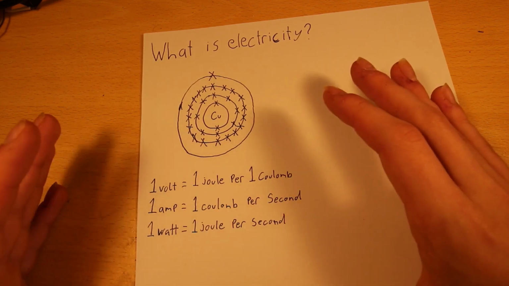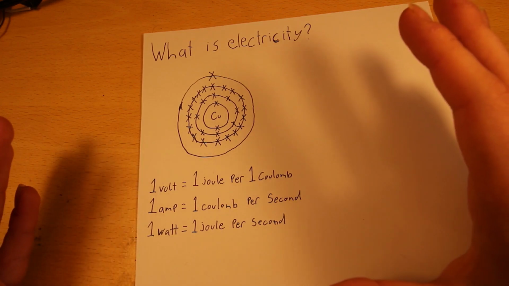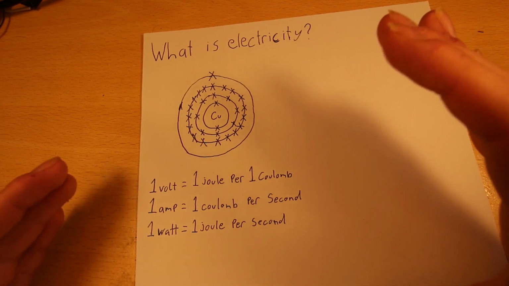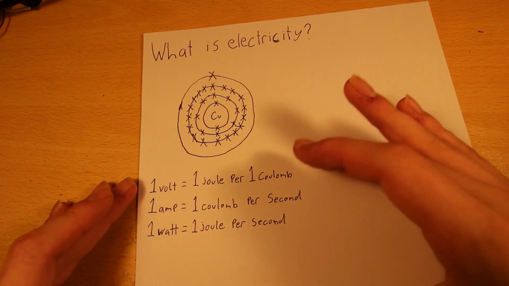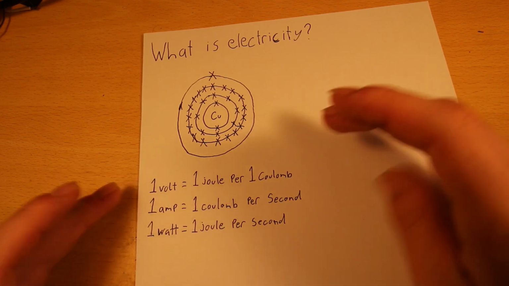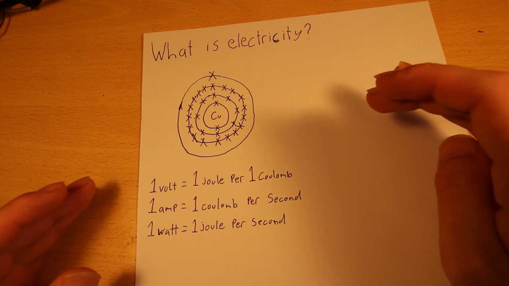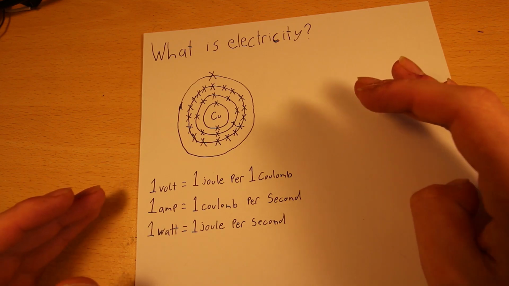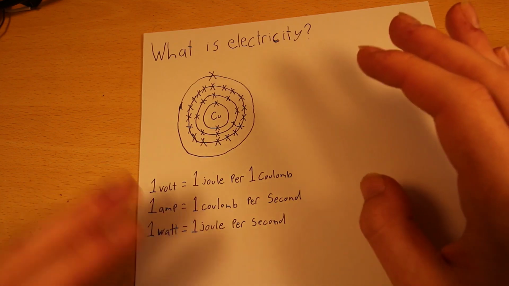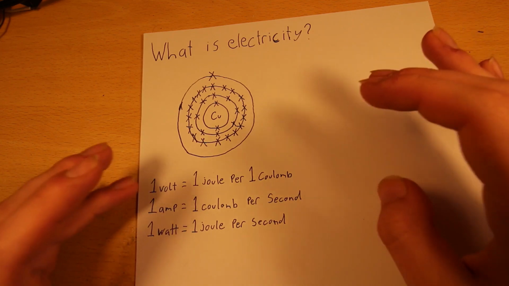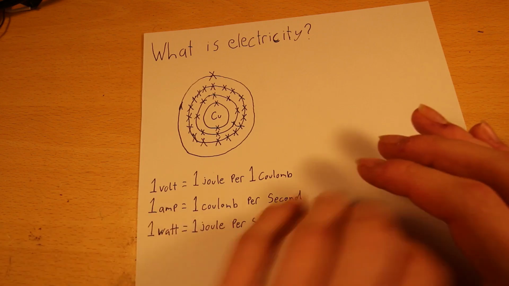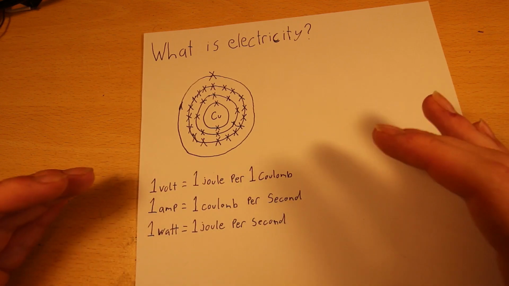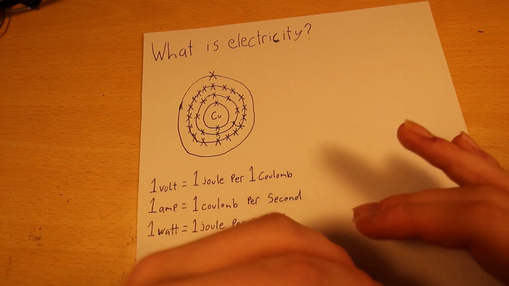These definitions look a bit weird. They talk about units you probably have never heard of before. But the SI definitions are 1 volt equals 1 joule per coulomb. 1 amp equals 1 coulomb per second, and 1 watt equals 1 joule per second. In reality, what that basically means is that when 1 amp of current flows through a conductor, there is 1 coulomb of charge passing per second.